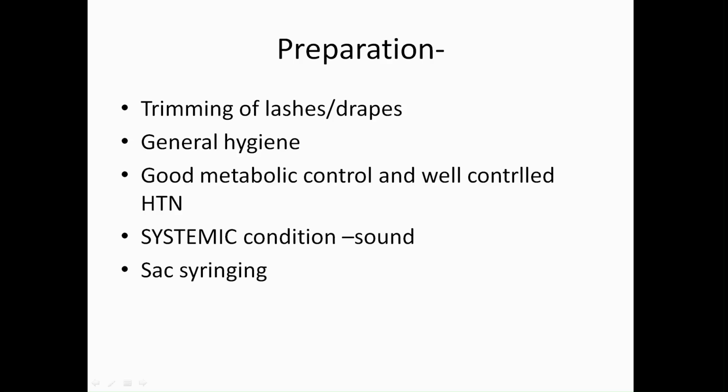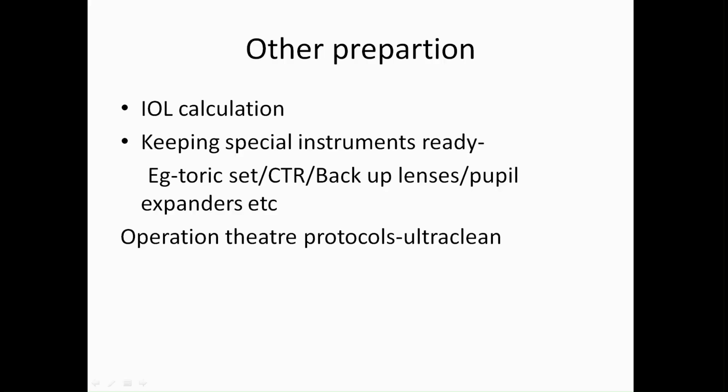Once the patient has been diagnosed as cataract, they are counseled for the surgery, the type of surgery which will be offered, and once the patient has consented that they want to go ahead with the surgery, then comes the preparation, that is taking care of the lashes, the hygiene, the pre-operative antibiotics, good general hygiene, good metabolic control, well-controlled hypertension, systemic condition should be sound, sac syringing has to be done so that there is no nidus for infection in and around the eye.